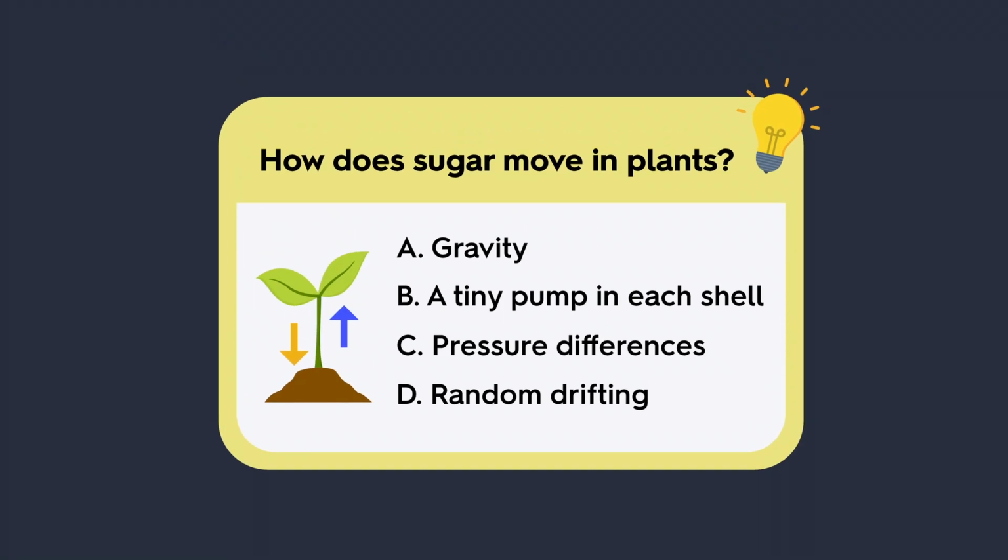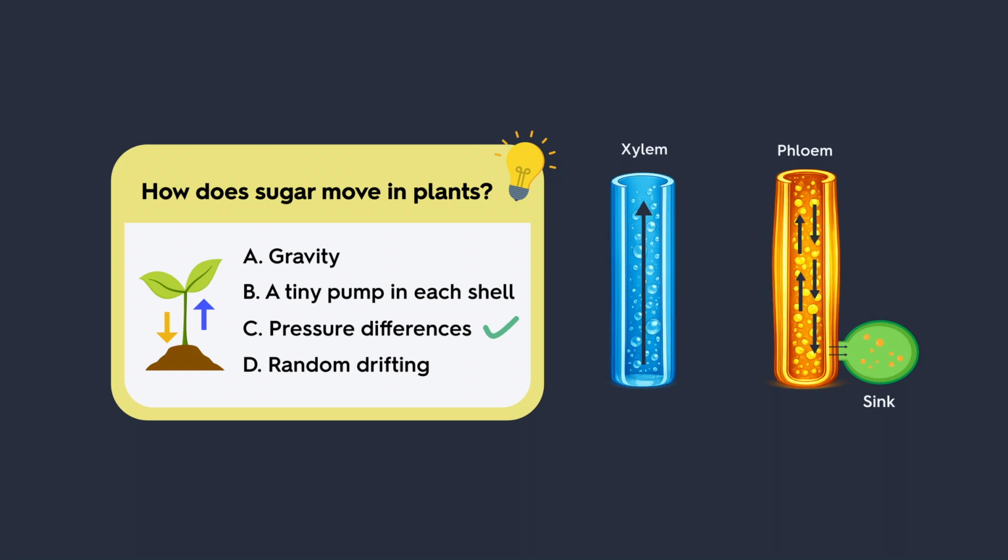Now let's return to the question from the beginning. The answer is pressure differences. Plants don't need to decide directions with the brain. Wherever sugar is loaded, pressure rises. Wherever sugar is unloaded, pressure falls. Flow goes from high pressure to low pressure.